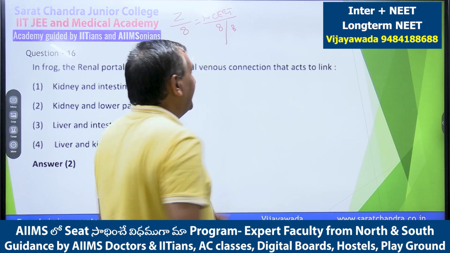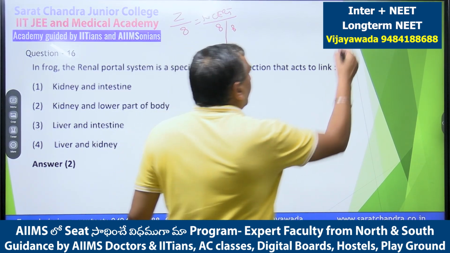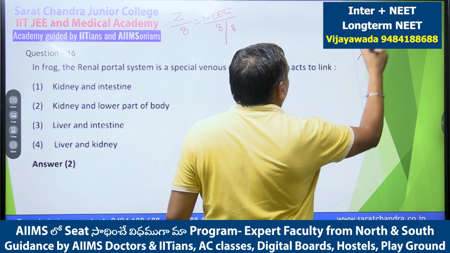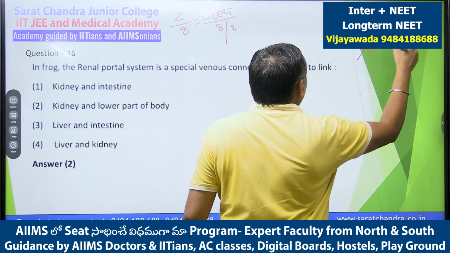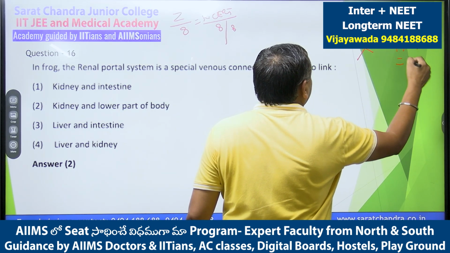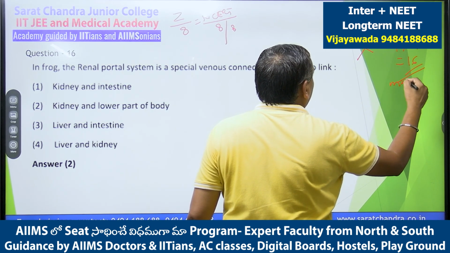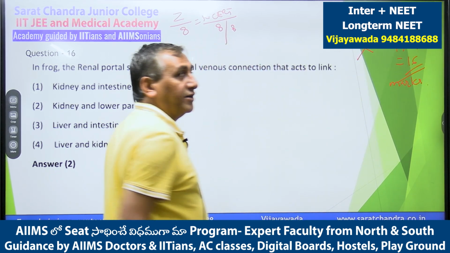This year, very interesting, very surprising also. From cockroach, no question. From frog, how many questions? 4 questions. It means 16 marks came only from frogs. Okay, so frog is important now.